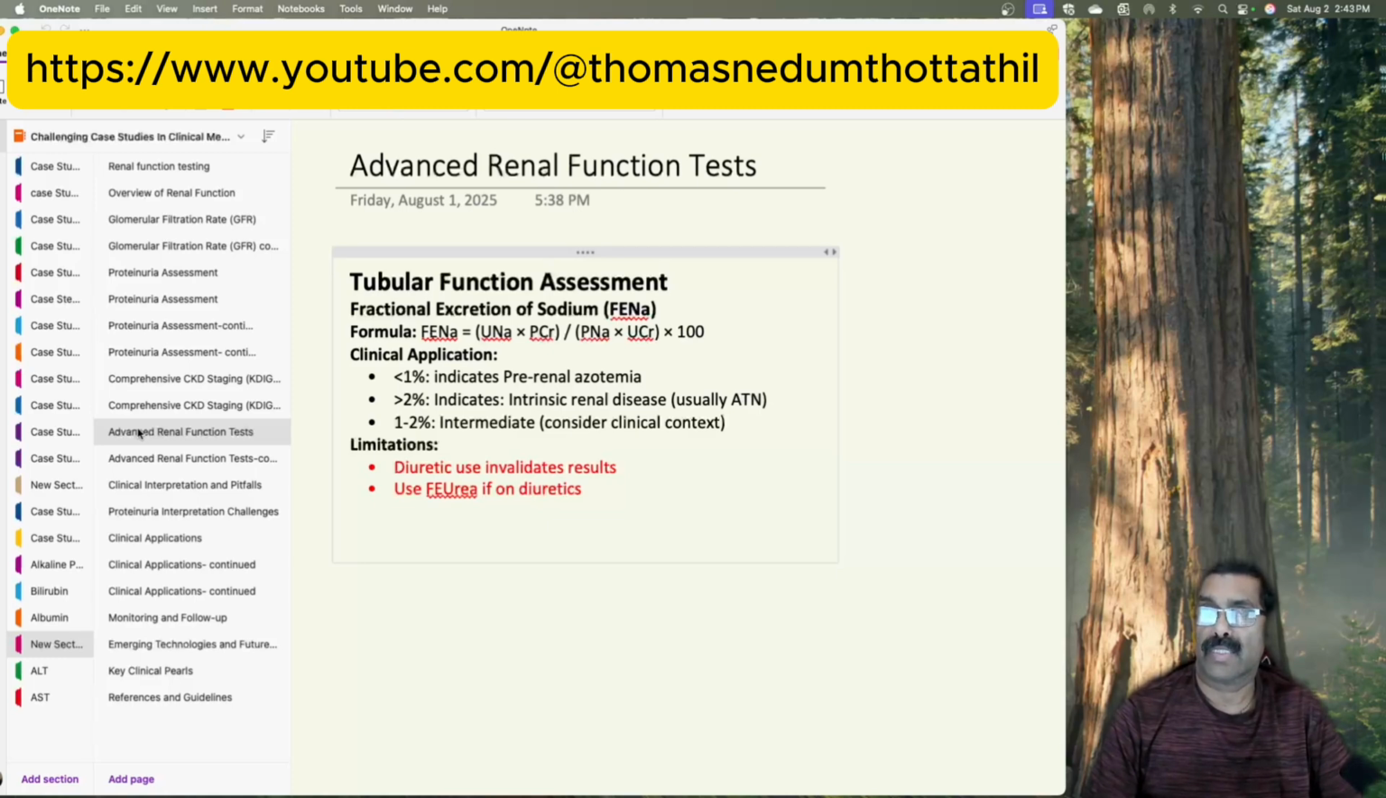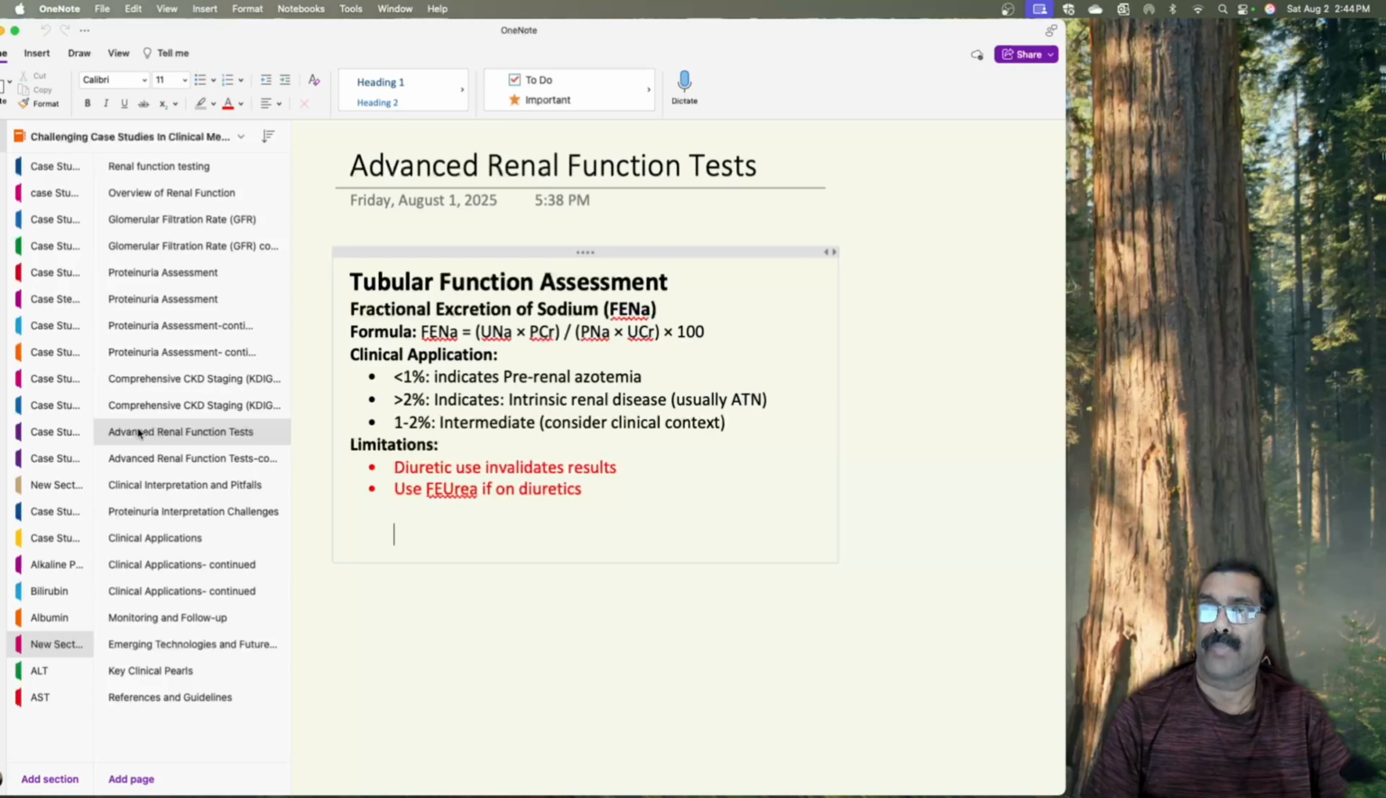If the FeNa is less than 1%, it indicates pre-renal azotemia. If it is more than 2%, it indicates intrinsic renal disease, usually ATN. If it is 1 to 2%, it indicates intermediate, and consider clinical context. Limitations. Diuretic use invalidates results. Use fractional excretion of urea if on diuretics.